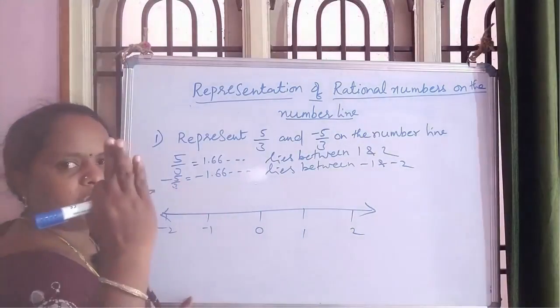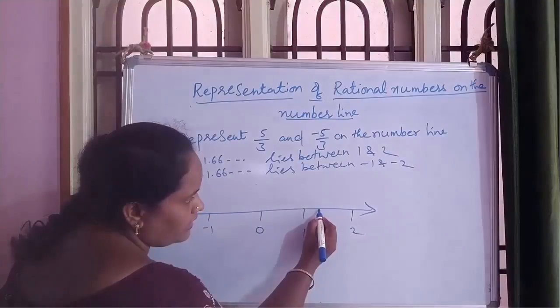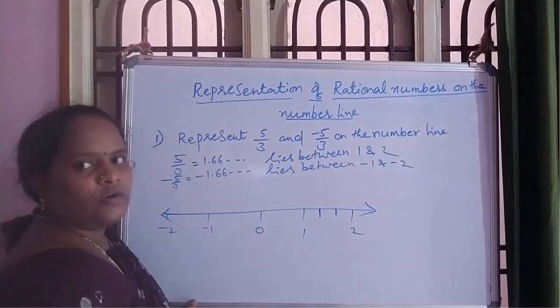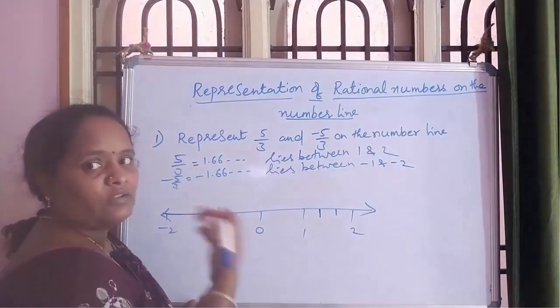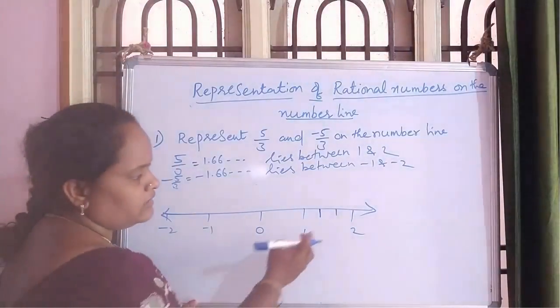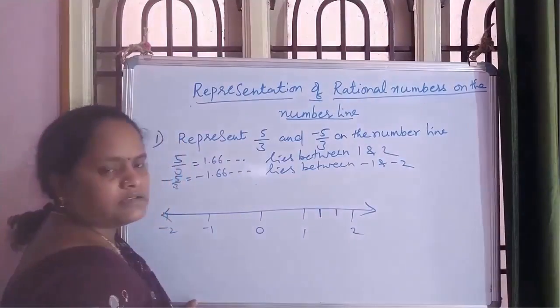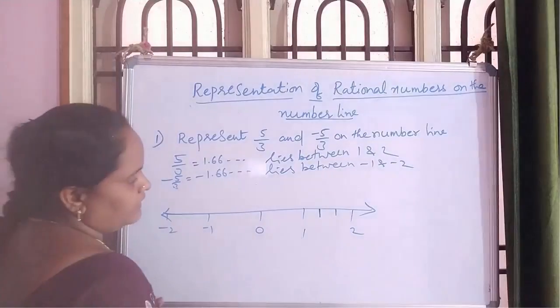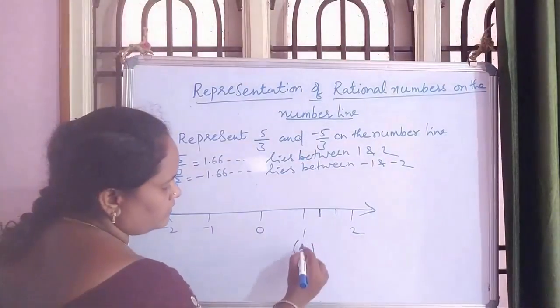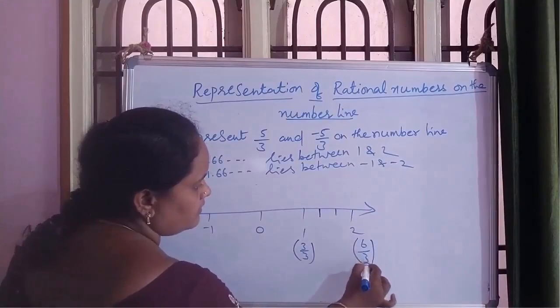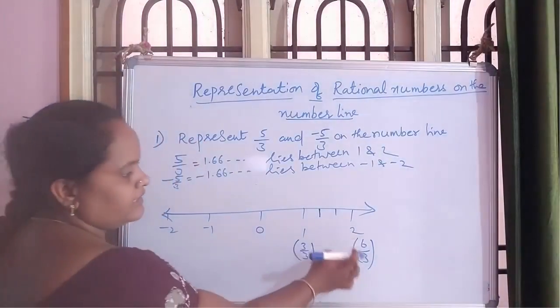3 portions means how many lines can I draw? Equal portions I need to have. If I draw 2 lines, I will get 3 portions. If I draw 3 lines, I will get 4 portions. So 2 lines I have drawn. 1, 2, 3: 3 parts. So here this 1 can be written as 3 by 3. This is 6 by 3. So where is 5 by 3? 6 by 3 is nothing but 2.